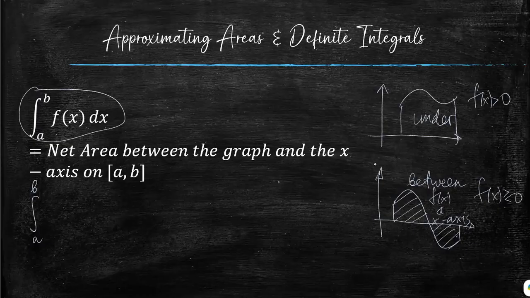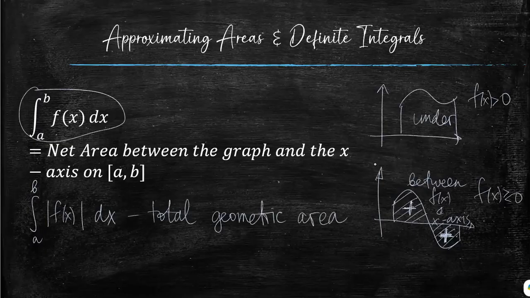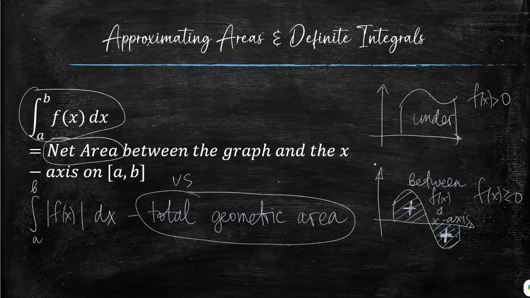So if the integral of the function represents the net area, meaning it could be positive, could be negative, and you are still interested in the total area, treating this as positive and treating this as positive, so treating both of these as geometric areas, then you simply have to set up the integral of the absolute value of the function. So it's going to be total geometric area. So net area versus total geometric area, not the same thing.